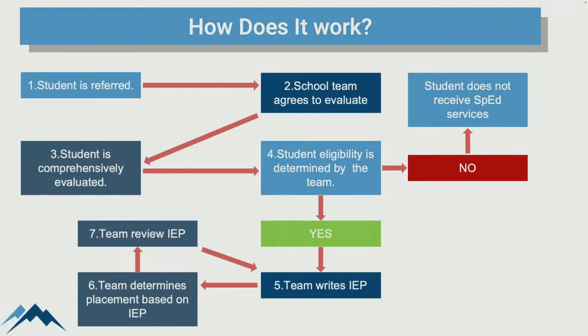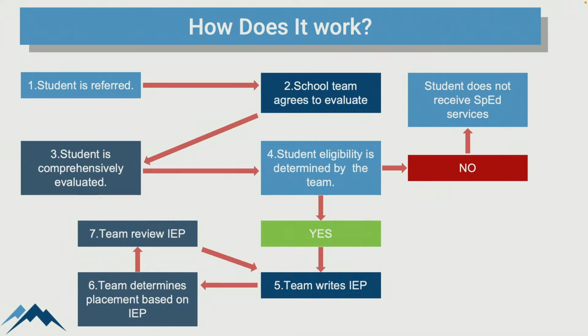Okay, so how does it work? How does a kid get special education? Well, first, it starts with a student being referred to special education. The school team looks at that referral. It might come from one of the school personnel, it might come from a parent, it might come from an outside service provider. The school team looks and sees, is there a need? Is there an educational impact that might lead us to think that we need to do an evaluation? If we agree, then we initiate a comprehensive evaluation, and we look at all areas.